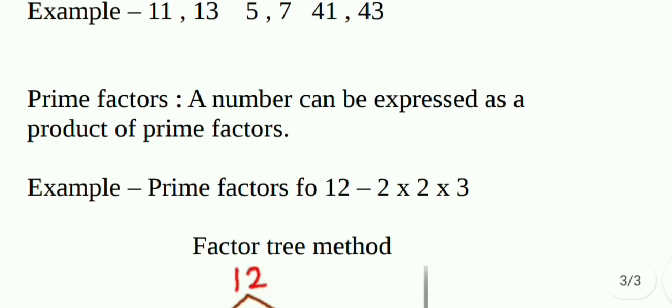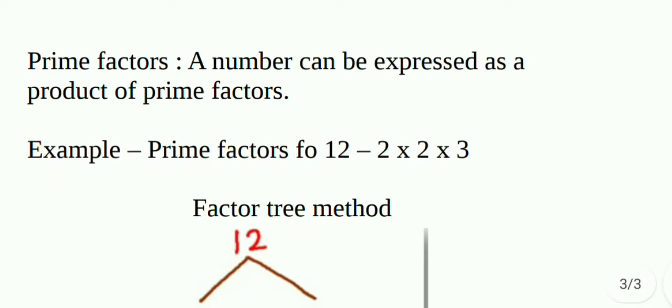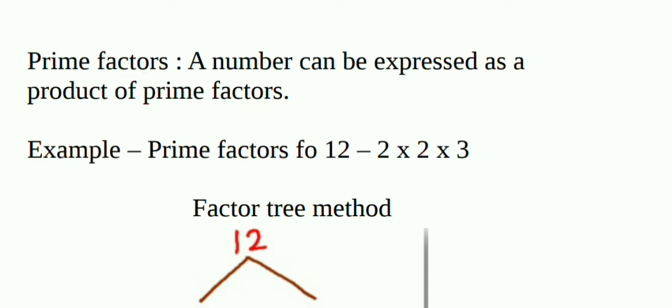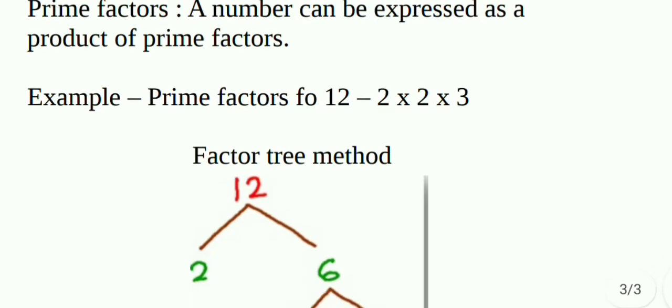Then what is meant by prime factors? A number can be expressed as a product of prime factors. Here the word product comes in. Example, the prime factors of 12 are 2 into 2 into 3. In this we have a product here. That's why we are doing it like this. We are multiplying like this.